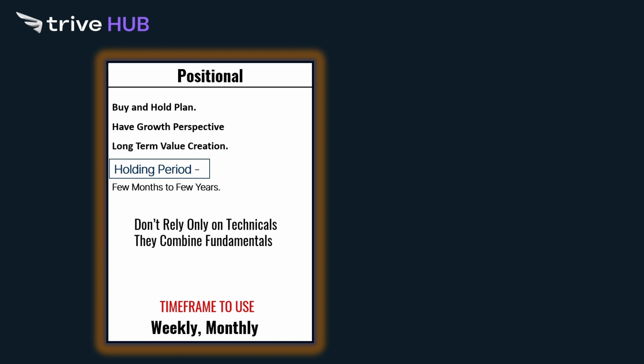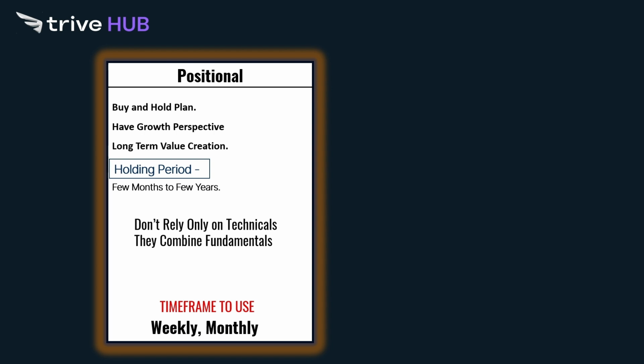The next is positional trading, where you have a plan to buy and just hold from a long term perspective. Let's say if you have a growth view on USD, then you can buy the USD INR pair, okay, and you hold it for 5 years or 2 years or 1 year. So you are betting on the fundamental factors for a longer period of time.